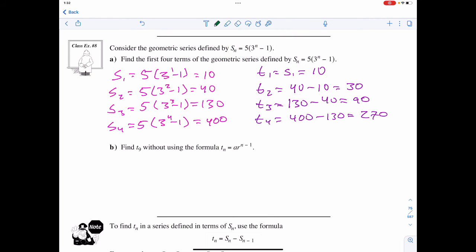When I list out the sequence, 10, 30, 90, 270, I can see that the common ratio is every single time I'm just multiplying by 3.